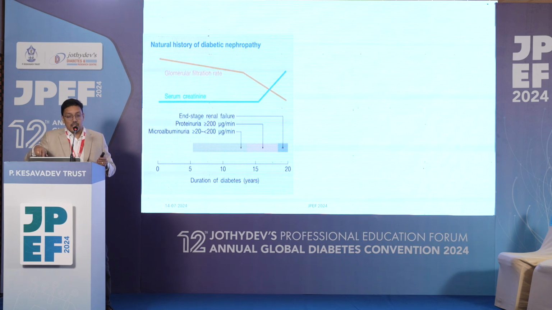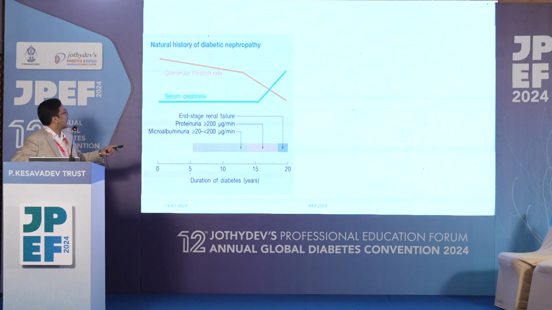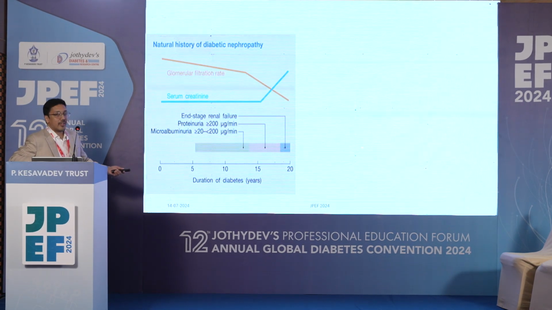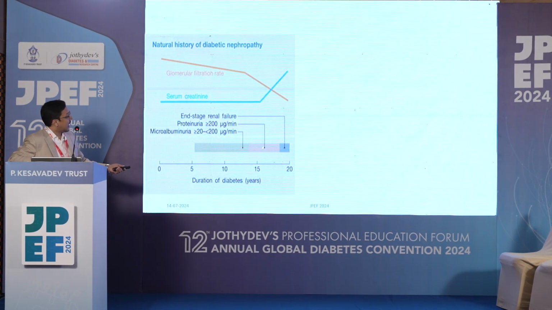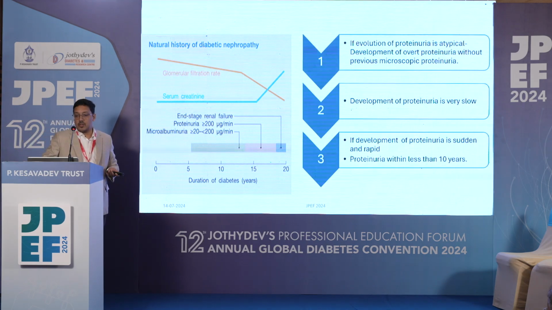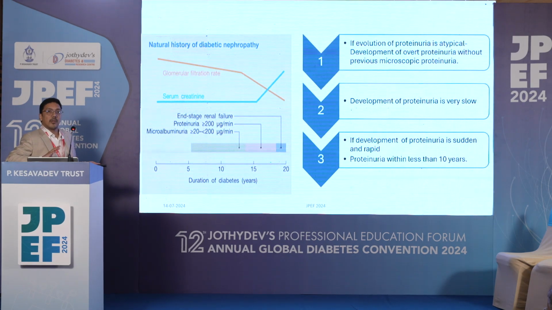If you look at the natural history of diabetic nephropathy, you can start with the microalbuminuria. This is the duration of diabetes. So there is a gradual progression to the overt proteinuria. And similarly, the serum creatinine also, there is a natural progression, a decline in GFR, with the duration of diabetes. So if the evolution of proteinuria is atypical, you should be careful.